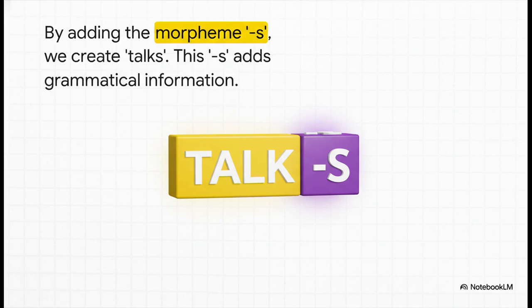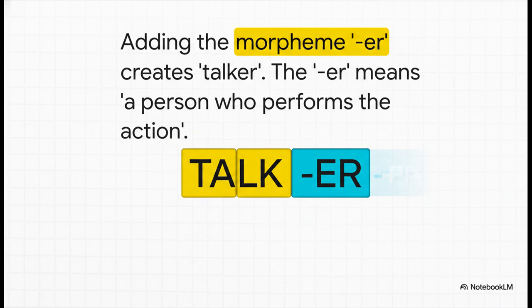First up, let's snap on a new piece, the morpheme S, which gives us the word talks. This little S can't really exist by itself. It has to be attached to something. And its whole job here is purely grammatical. But what if we use a different piece? Let's add er to create talker. See, this piece has its own bit of meaning. It tells us it's a person who does the action.